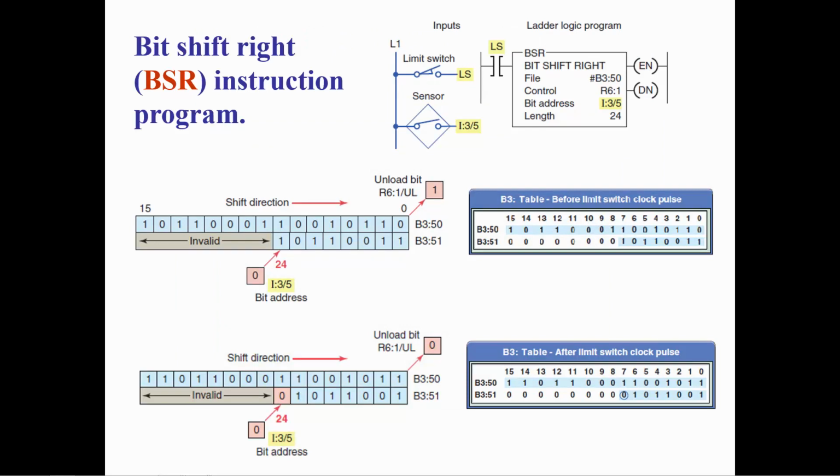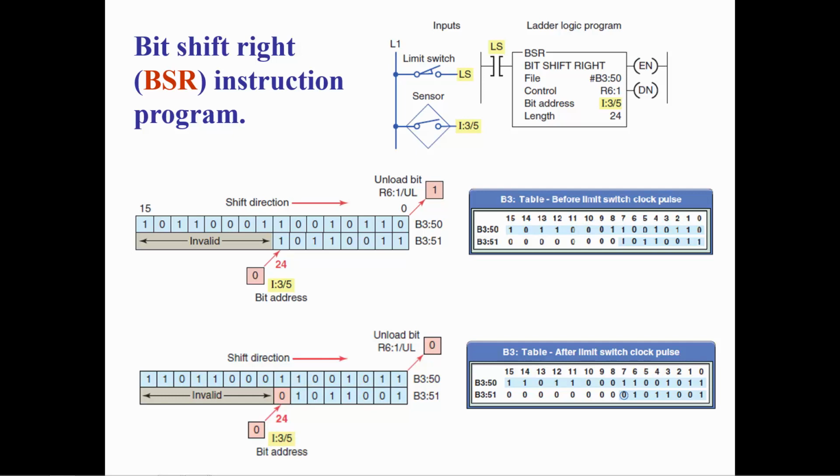This example shows a simple application of a BSR instruction. When the limit switch closes, the status of the sensor at I:3/5 will be shifted into the last bit position of the shift register B3:51/7, and each position in the register will be shifted one position to the right.